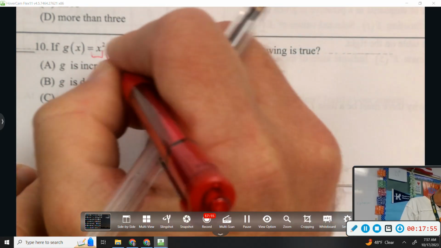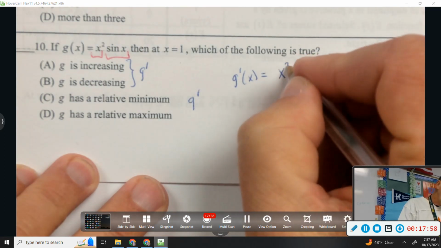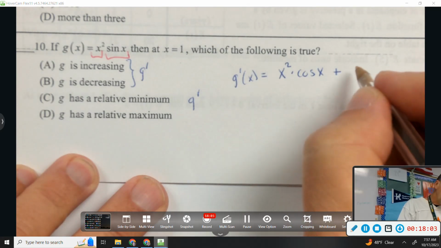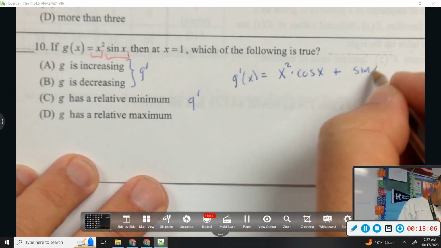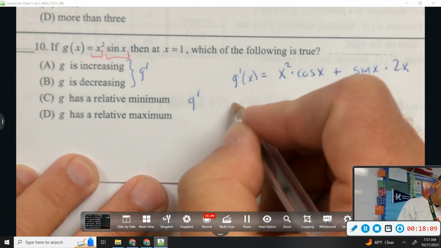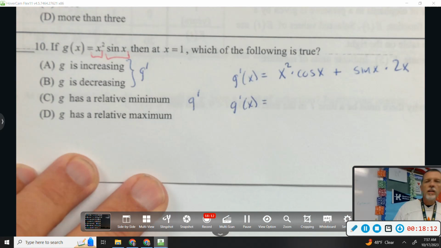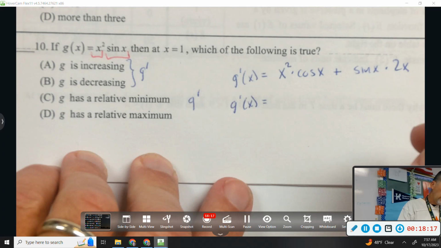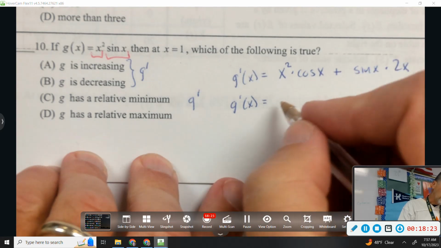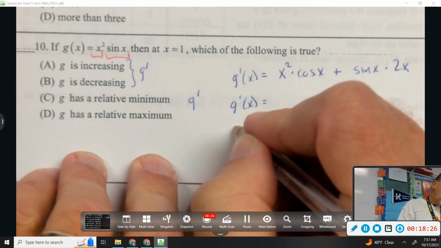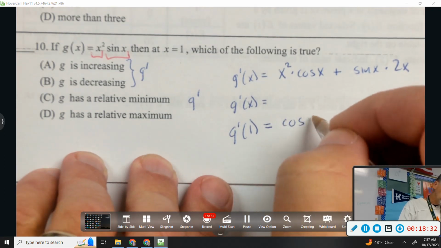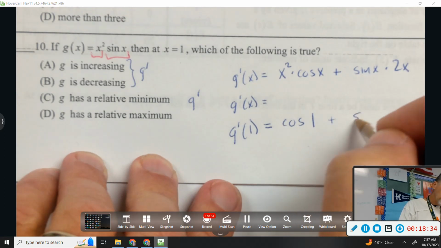Okay, product rule. So I'm going to do first times derivative of the second plus second times derivative of the first. At x equals 1. Kind of don't like this problem, but so G prime at 1, let's just see what we get, would be cosine of 1 times 1 plus sine of 1.